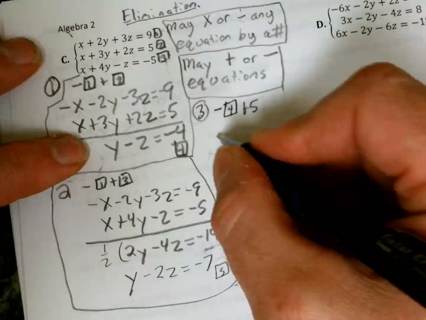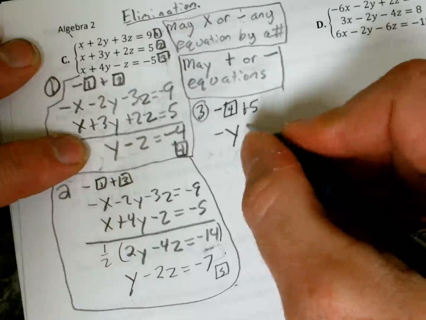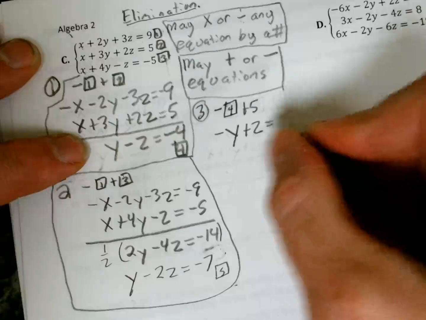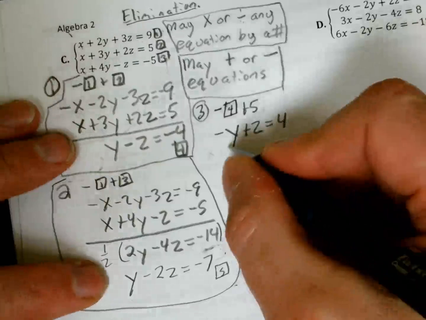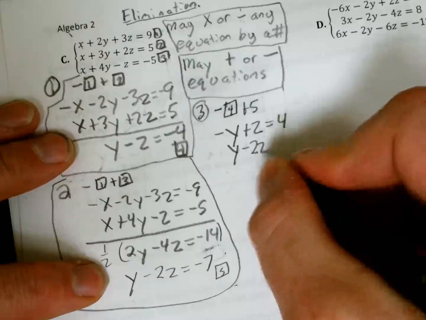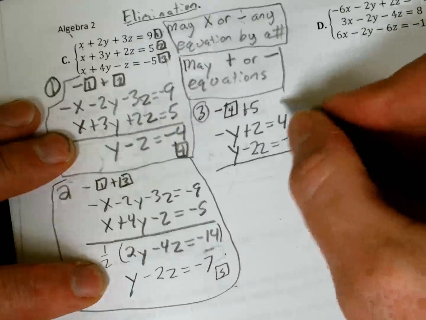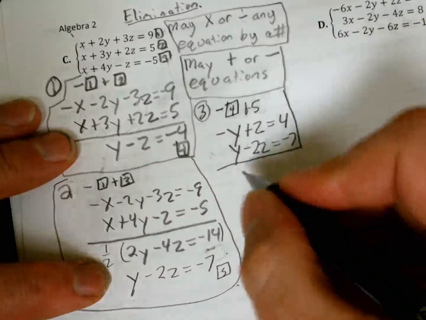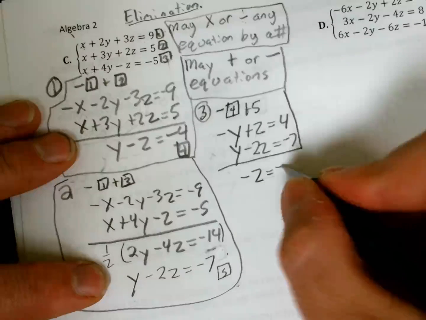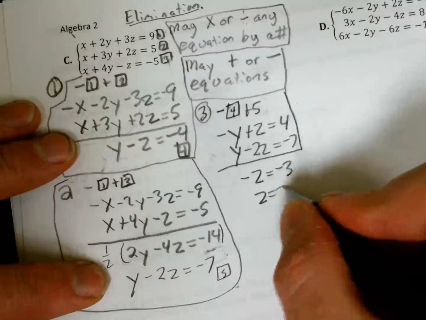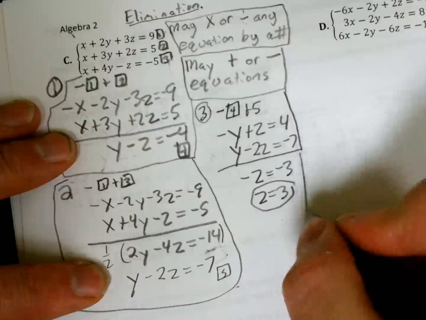All right, so the opposite of this is negative y plus z equals 4. I add that to this, which is y minus 2z equals negative 7. And it looks like we're going to get a solution for z. All right, my y's cancel out. I get negative z equals negative 3, or z equals 3. I'm going to circle it.